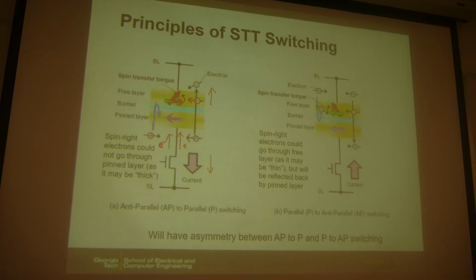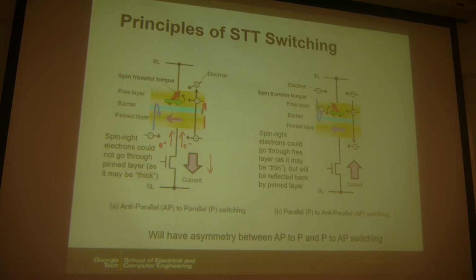Oh, okay, I got it. Okay, got it. So let me redo this. A little bit tricky. So again, let's start from here. When the electrons go into the structure, it has both spin to the left and spin to the right. And first, the electrons need to go through this pinned layer and then tunnel through to the free layer.